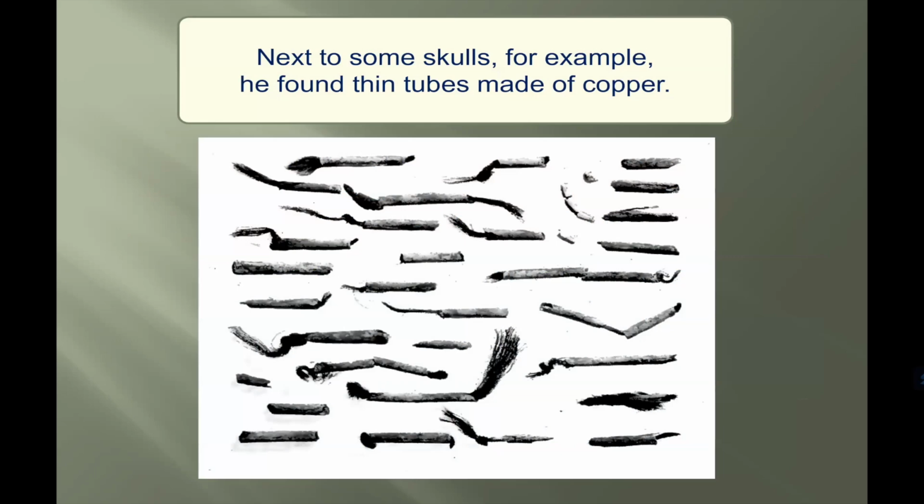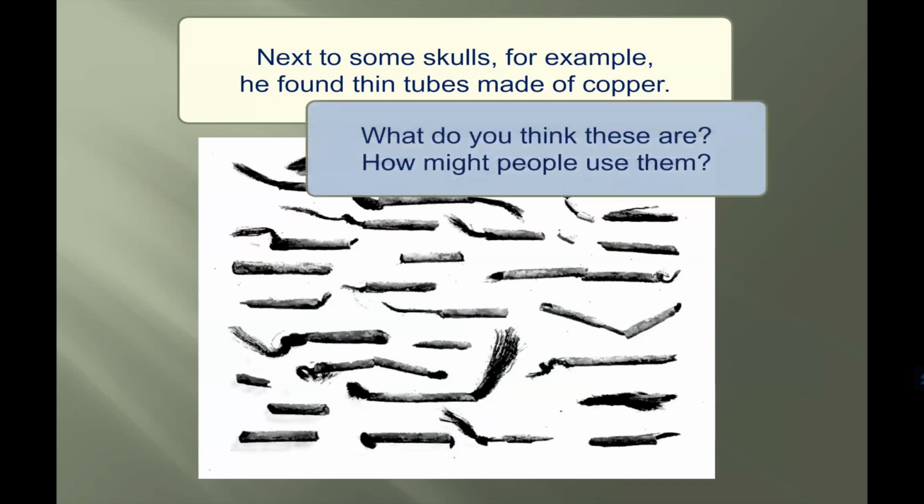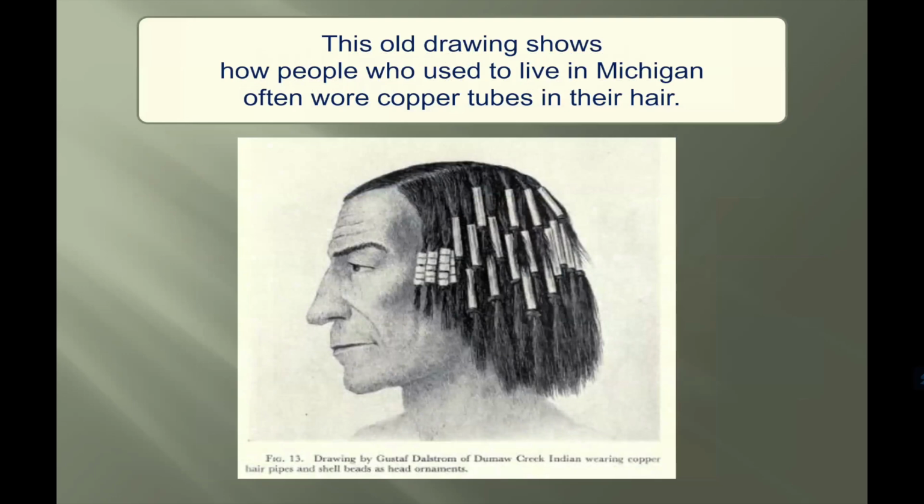And they found some thin tubes that were made out of copper. Now, this is the first step in our story here. What do you think these are? And how might people use them? You'd have to go to another primary document, in this case, an old drawing that showed that people that lived in this area used to put copper tubes in their hair. It was a kind of ornament, like we wear earrings nowadays.